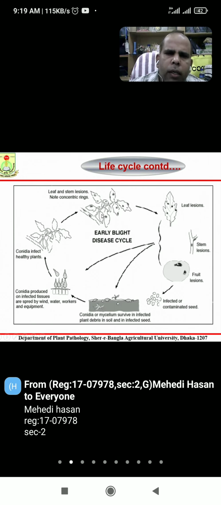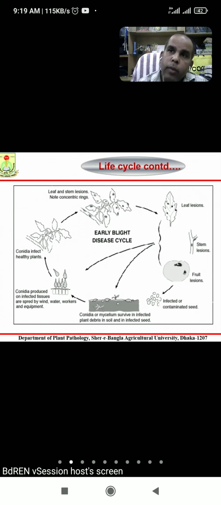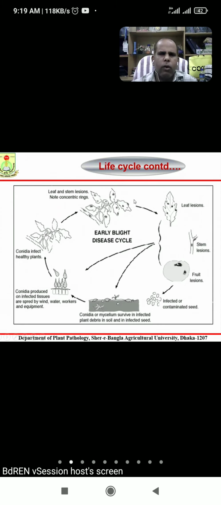And how can we confirm that this is Alternaria? As I already told you, the remarkable symptom of Alternaria leaf spot, Alternaria blight, is the spot with the concentric ring. Within the spot there will be the concentric ring, on the leaf and stem lesion. This is the remarkable symptom. If we investigate and observe the concentric rings, then we can confirm that this is Alternaria blight, or the early blight that is caused by Alternaria.